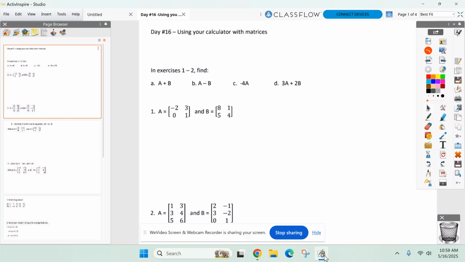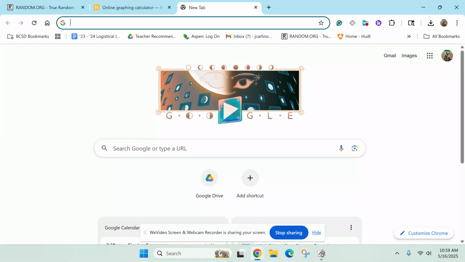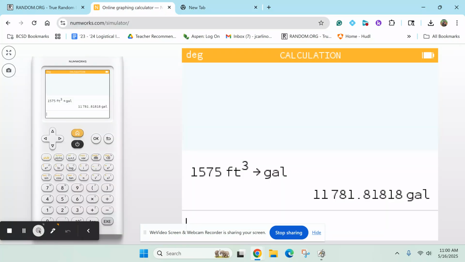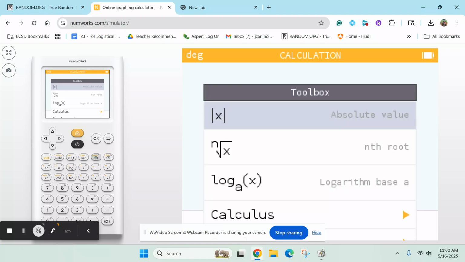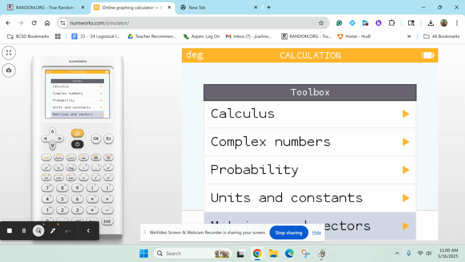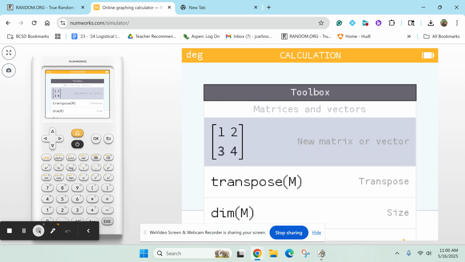So first thing up here, and please follow along with me instead of trying to do this on your own. You guys knew this was the first thing we did, right? We add them together, we subtract them, multiply by -4, and then do 3A plus 2B. The calculator does it all for us. All right, so we go to the toolbox, and go to calculation underneath the toolbox. Keep scrolling down. Anybody see anything there? Matrices and vectors, yes.